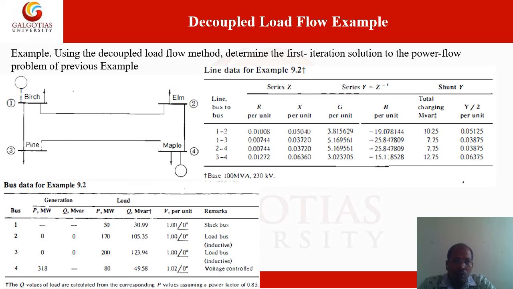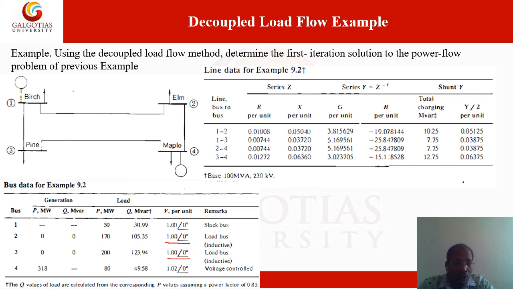So here we are going to apply the decoupled load flow method on the four bus system. First we choose the initial values: the voltage magnitude and angle at bus number 2, and likewise for the load buses, while bus number 4 is the PV bus, where we only have to achieve the voltage angle. That means in total we have to calculate two quantities.